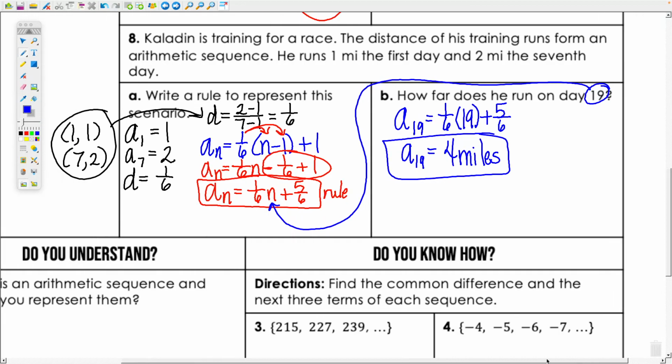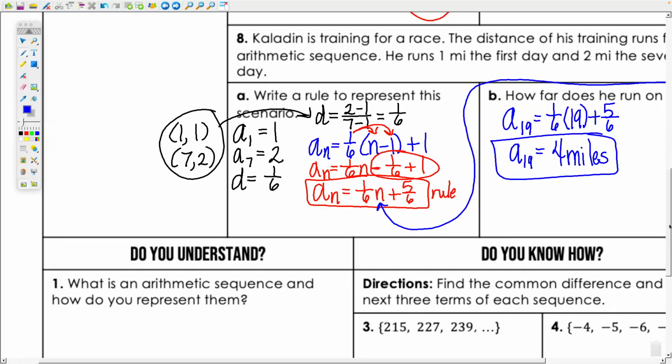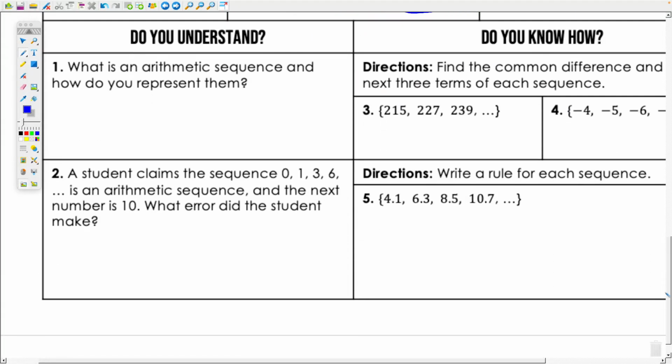Okay, so let's wrap this up. Do you understand? I love this part here. We're going to do some error correcting because there's a student that has a problem. We're going to fix it on number 2. But number 1 is basically me saying, okay, pretend I don't know anything about sequences. And somebody said, what is an arithmetic sequence? In your own words, how would you describe it? Don't tell me the definition I gave you on the front. Basically, you've been practicing this. Tell me what you would say to describe an arithmetic sequence.